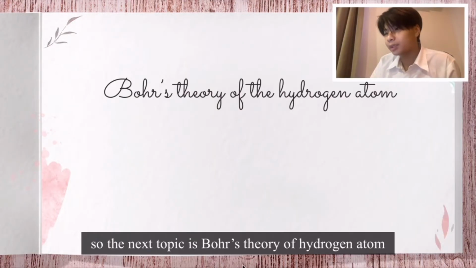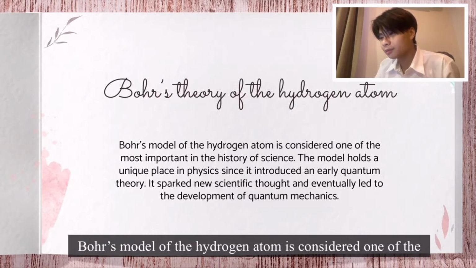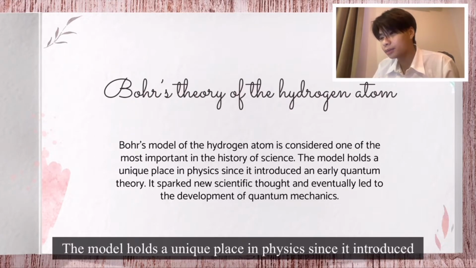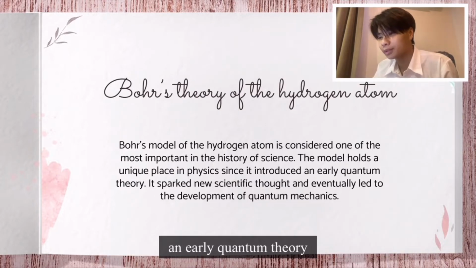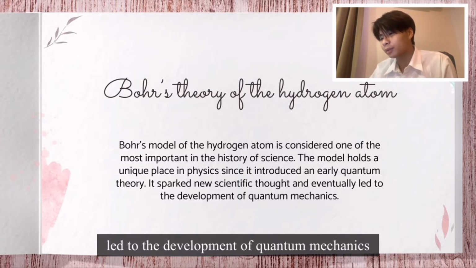So the next topic is Bohr's theory of the hydrogen atom. The Bohr model of the hydrogen atom is considered one of the most important in the history of science. The model holds a unique place in physics since it introduced an early quantum theory. It sparked new scientific thought and eventually led to the development of quantum mechanics.